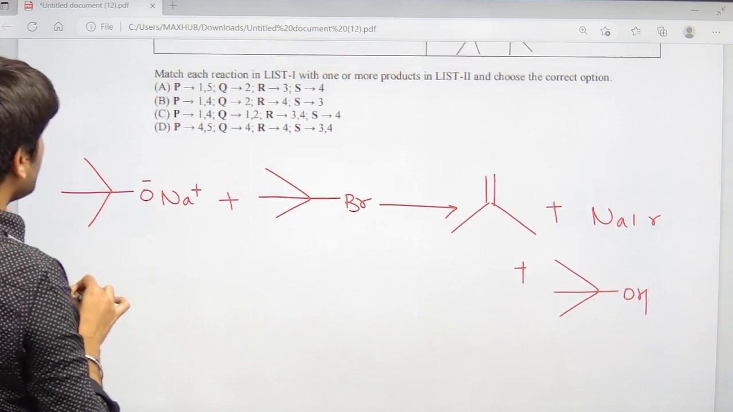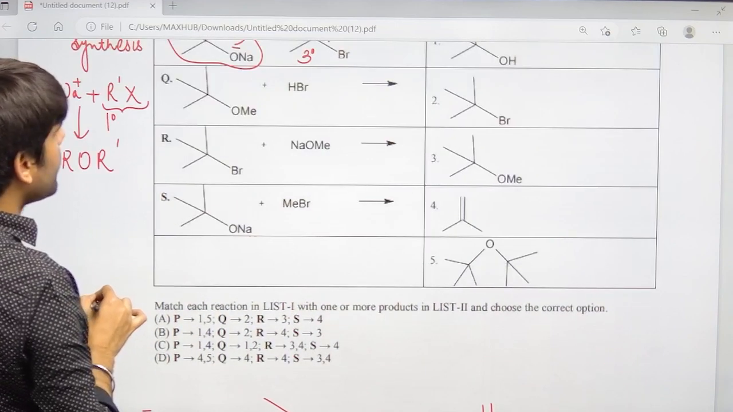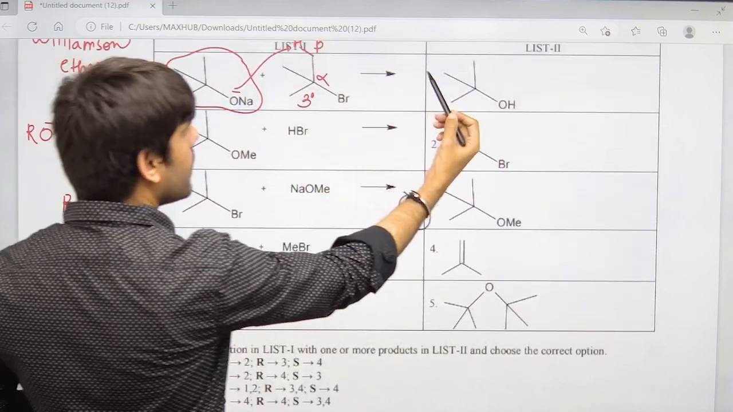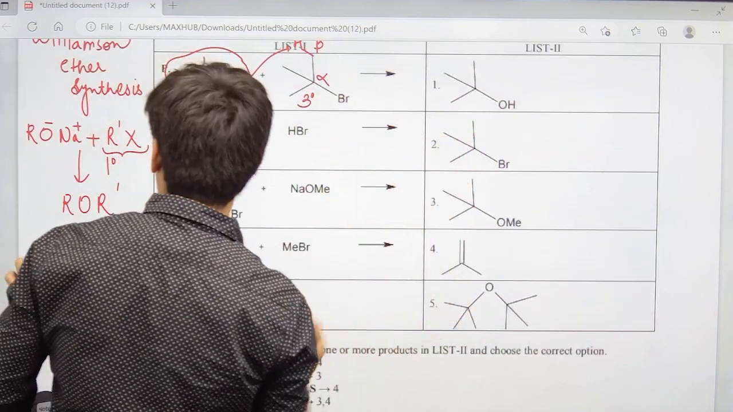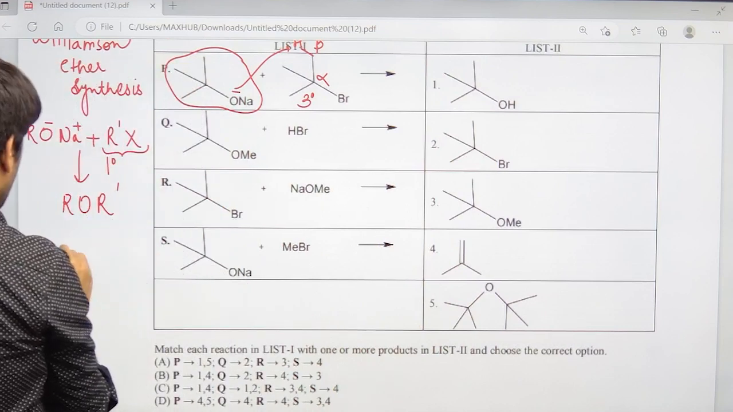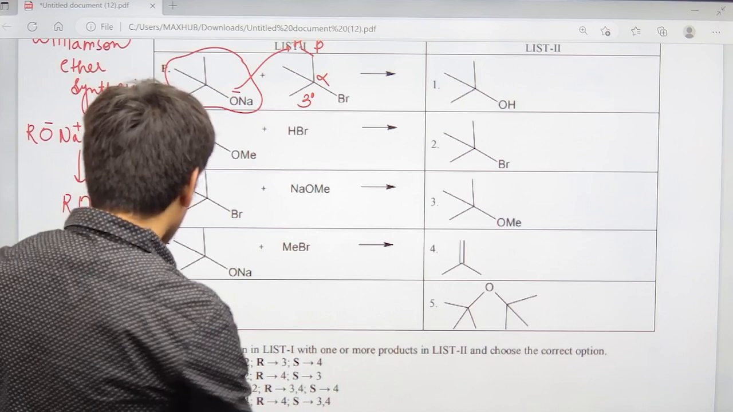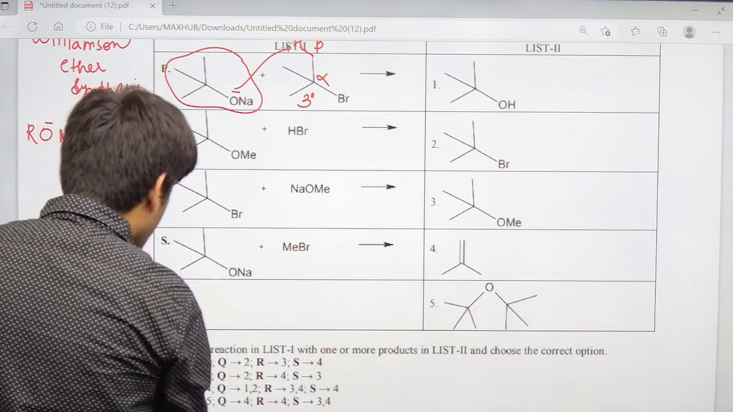So if you see, P is going with 4, and yes, we are getting 1 also and 4. So P is going with 1 and 4. A and D are eliminated.